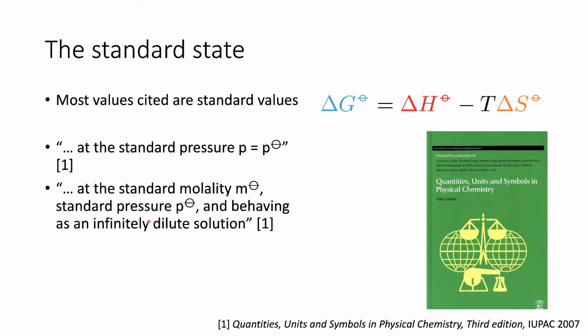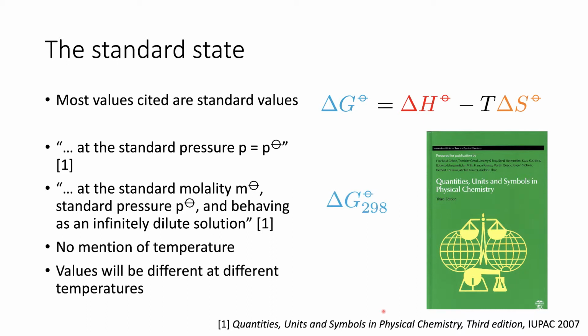These are definitions which are available in the IUPAC book, Quantities, Units, Symbols in Physical Chemistry, collectively known as the Green Book. But notice in all of this, there's no mention of temperature. There's no requirement for a standard temperature for standard conditions. Standard conditions merely express concentrations and behavior. So depending on the temperature of our solutions, the temperature of our reactions, the values for delta G will change. So you'll often see delta G written like this with a temperature specified. This particular one would be the standard Gibbs energy at 298 Kelvin.